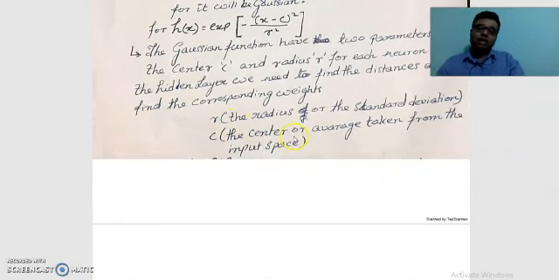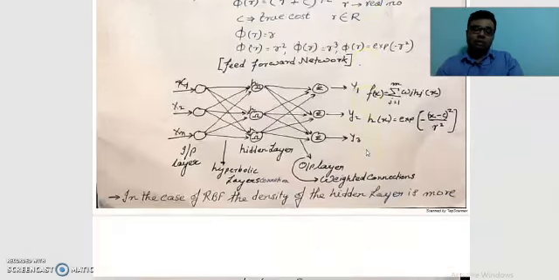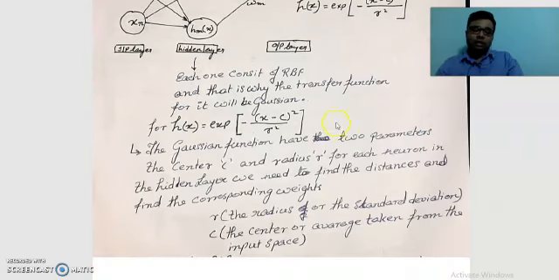So we can see over here that r is the radius or the standard deviation, as I discussed earlier in the starting, with the term 2c square. So r is the distance and c is the center.